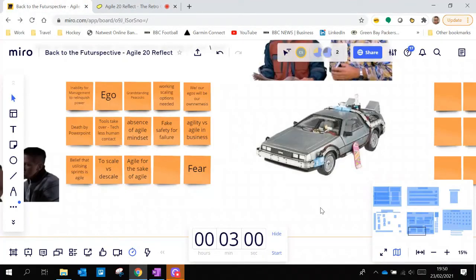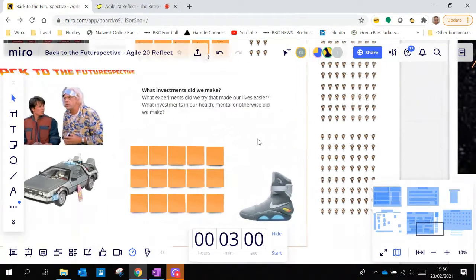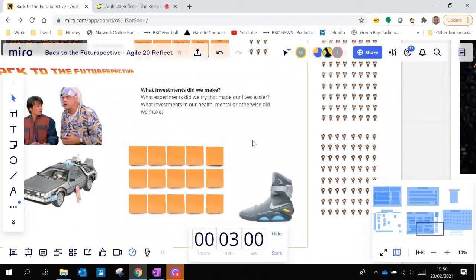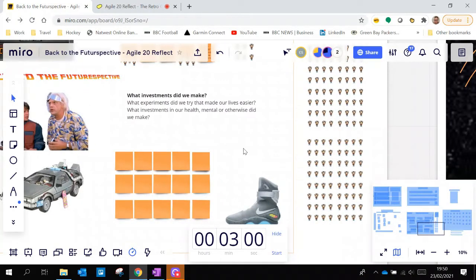Last question then, so let's wrap this up. 20 years from now, what investments have we made to make our lives easier? What investments have we made in our health, mental or otherwise?